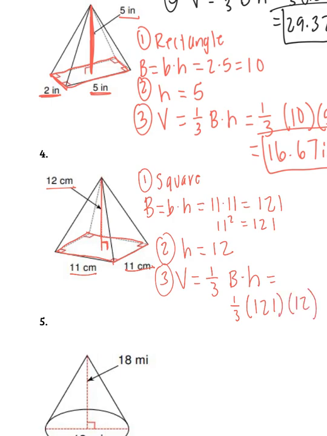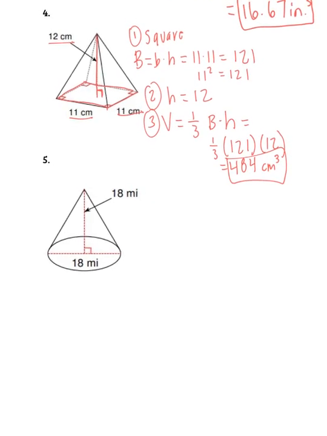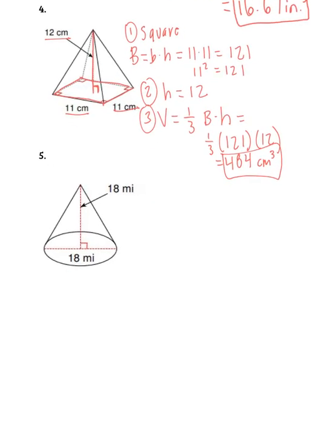So I'm going to plug that in my calculator. 1/3 times 121 times 12. And I get 484. And my units will be centimeters cubed. So that one came out to a nice number. And finally, on number 5, the shape, I can see there's a circle in it somewhere, which tells me that I'm dealing with a cone.